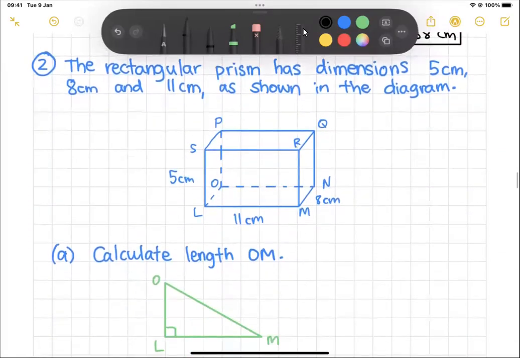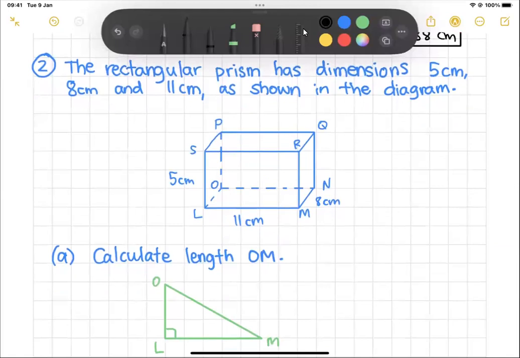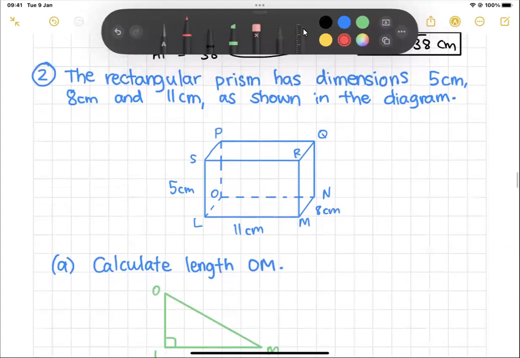Question number 2. The rectangular prism has dimensions 5, 8, and 11 centimeters as shown in the diagram. Again, get into the habit of it: highlight, it's a rectangular prism. The dimensions are 8, 5, and 11. That's my diagram. My first question is calculate the length of OM.